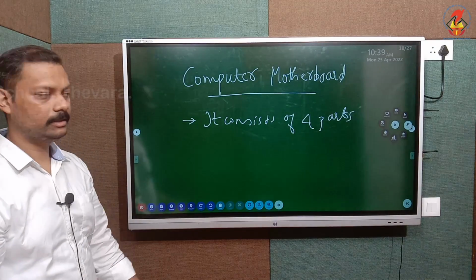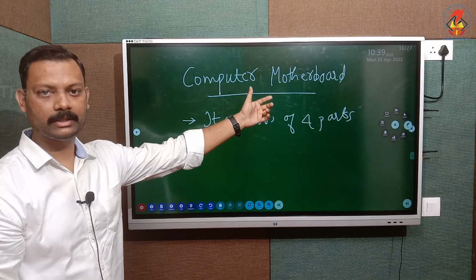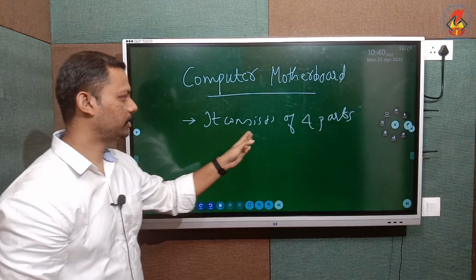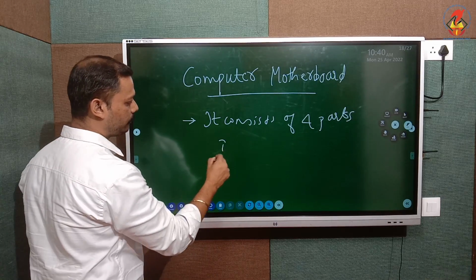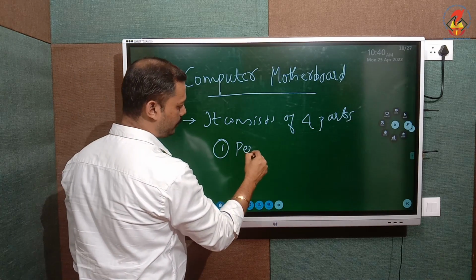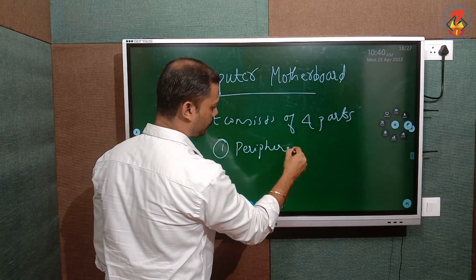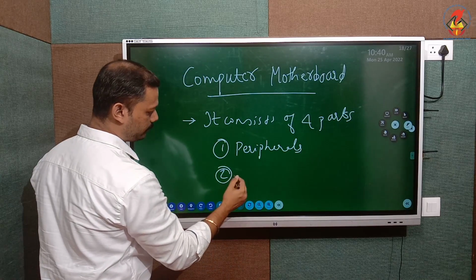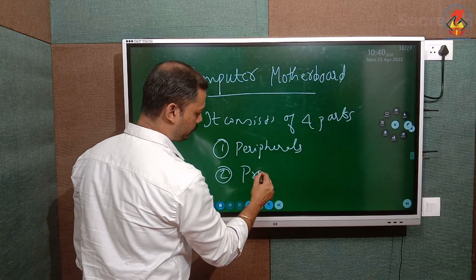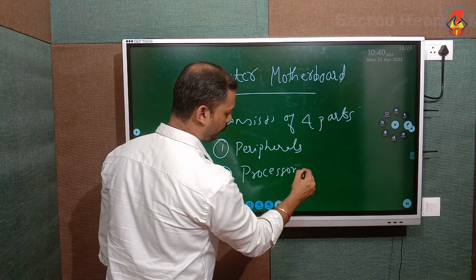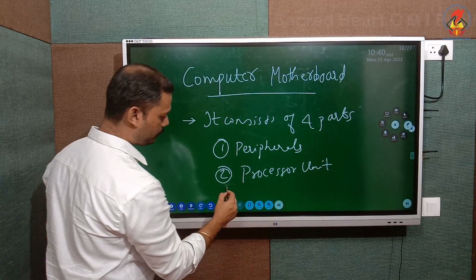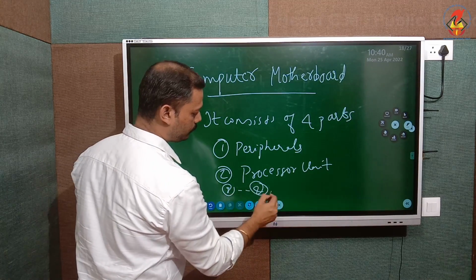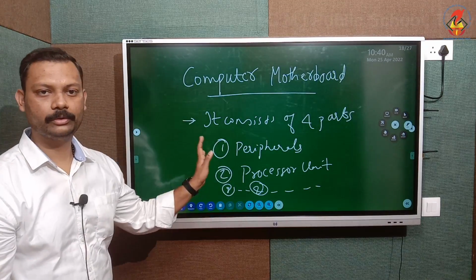I have just written computer motherboard. I am going to take that topic on computer motherboard. The first statement: it consists of 4 parts. The first part is the peripherals. Second is the processor unit. Third and fourth. Okay, that is all the content that I have written.